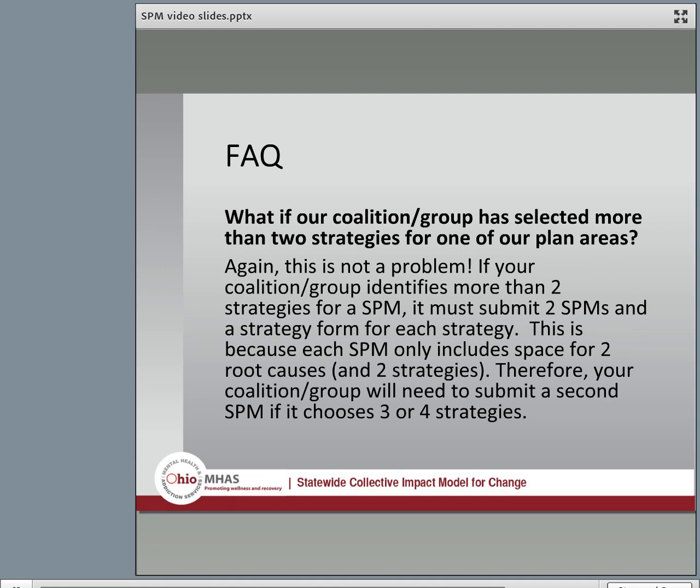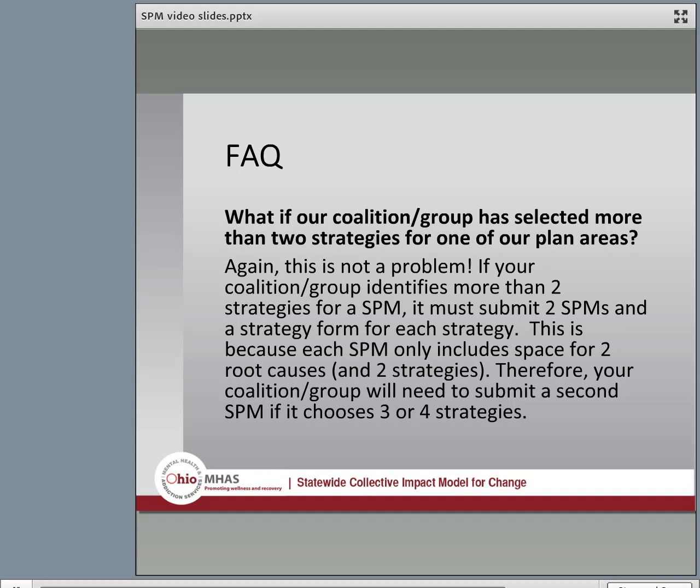If you've selected more than 2 strategies, this isn't a problem either. However, note that each strategic plan map only allows for 2 strategies and root causes per plan. Therefore, if you have more than 2 root causes, you should have more than 2 strategies, but you must submit 2 strategic plan maps and a strategy form for each strategy identified.